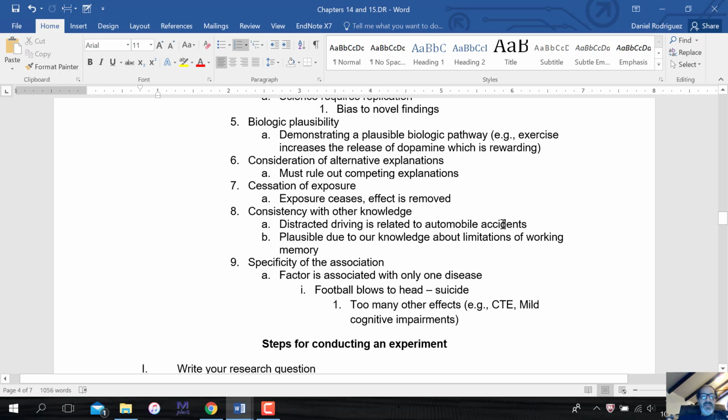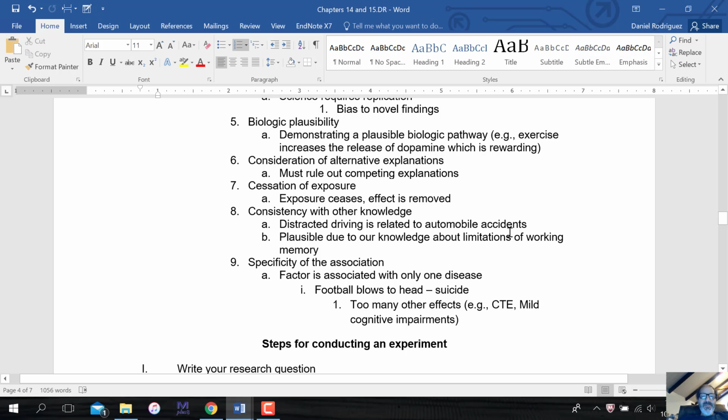Consideration of alternative explanations. If you've ever attempted to publish a study or write a grant, you would know this right away: unless you account for all other competing explanations, you may not get your manuscript published. So you always should say, even though A is proposed to cause B, it's possible that B could cause A. You always have to account for that.